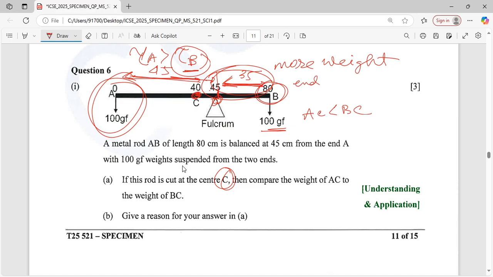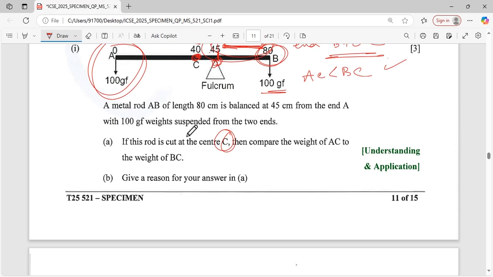More weight in B to C or C to B. Okay, B and C. Next, give the reason for your answer. Well, that's the reason.